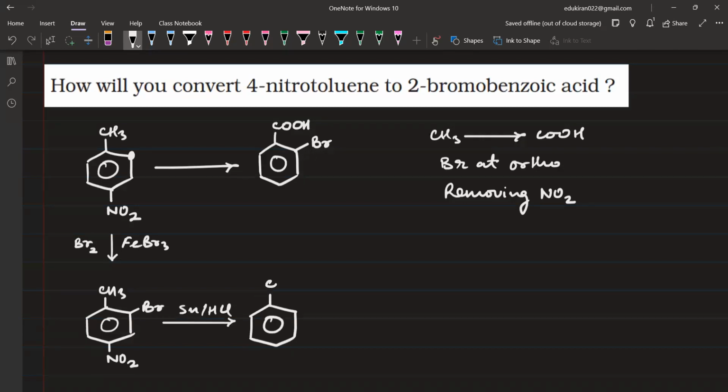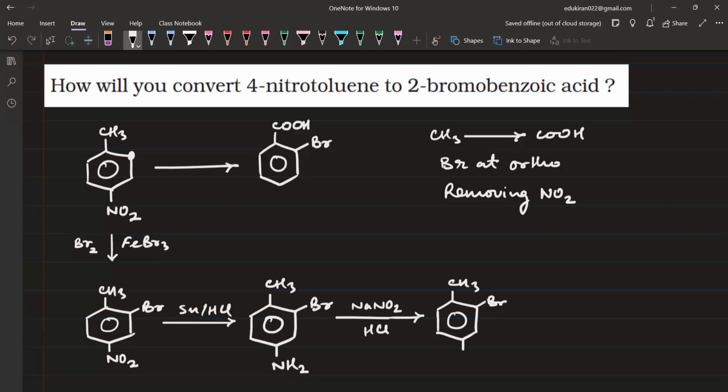Benzene ring, CH3 as it is, the Br as it is. The reaction is happening at NO2, it is getting converted to NH2. After NH2, you will convert the NH2 to diazonium salt using NaNO2 and HCl. Br as it is, N2 positive, Cl negative.